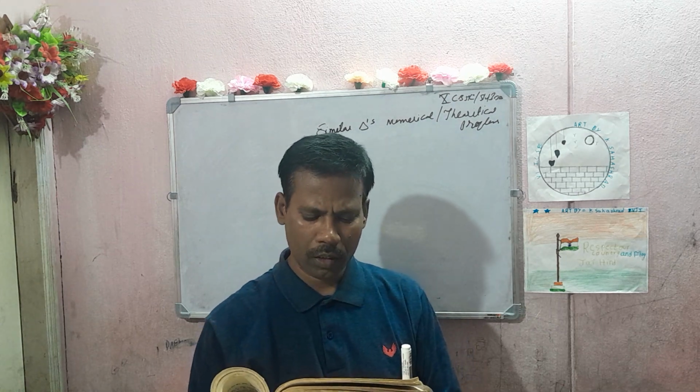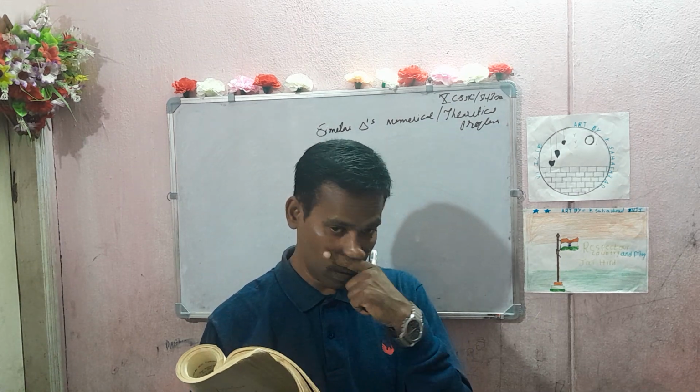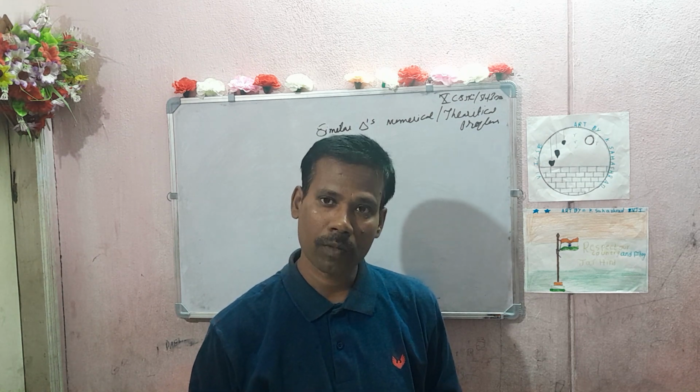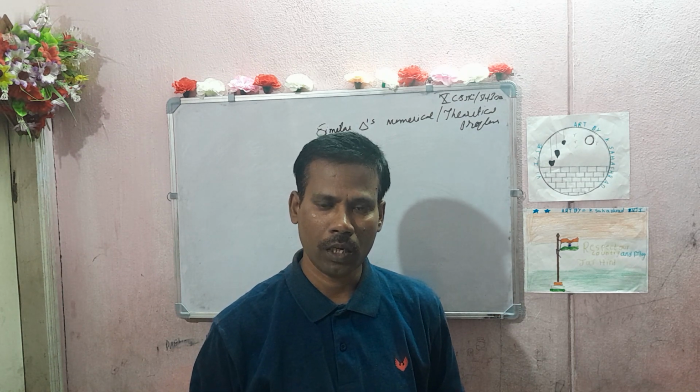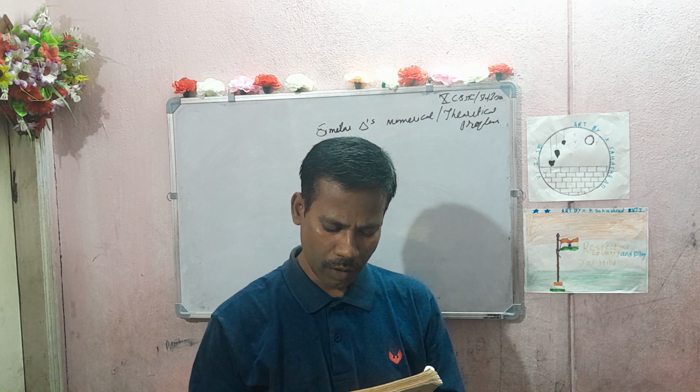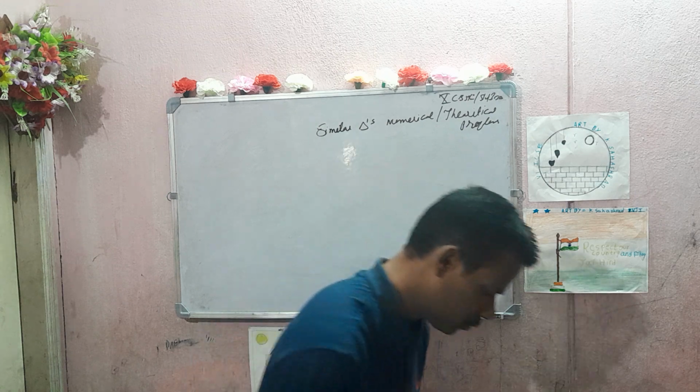X is any point on the diagonal BD of a quadrilateral ABCD. This is another problem which is of theoretical problem. Next problem onwards we will be moving to numerical. So X is any point on the diagonal BD of a quadrilateral ABCD.